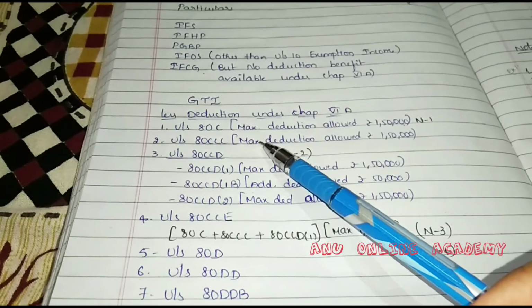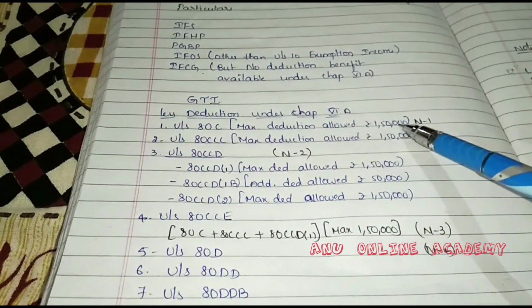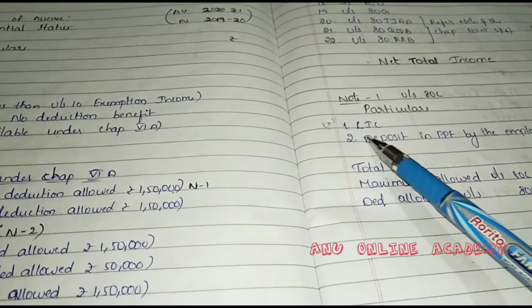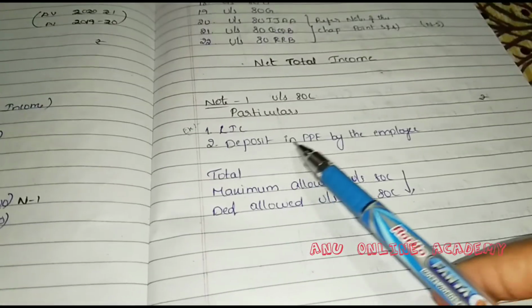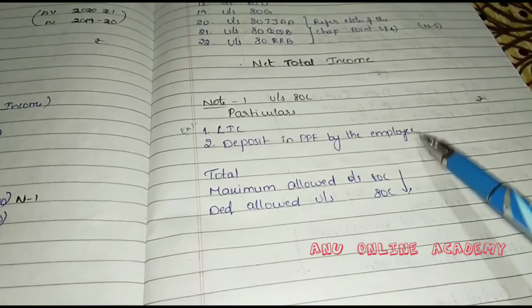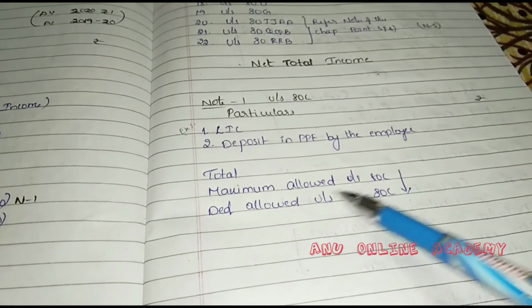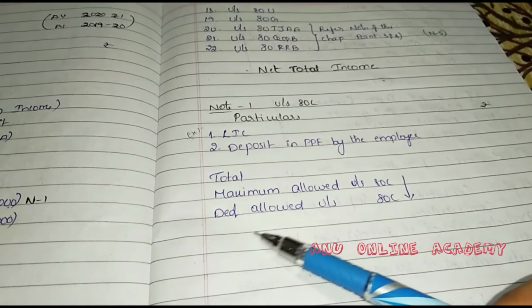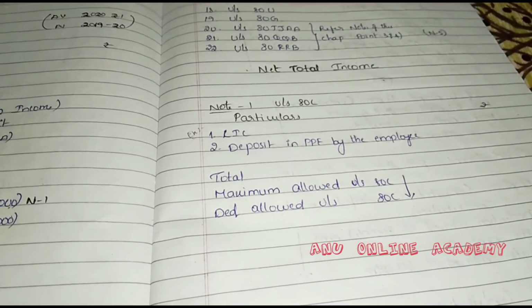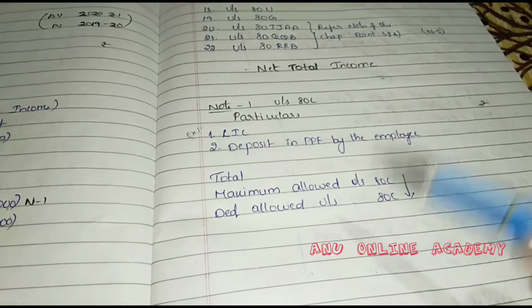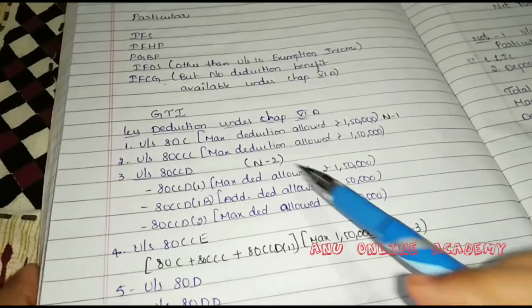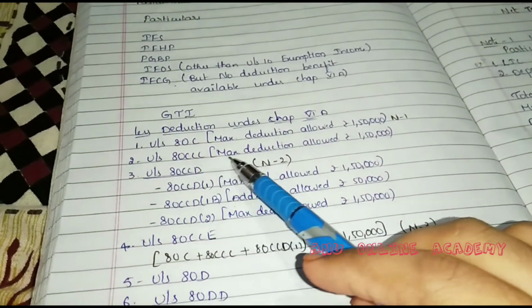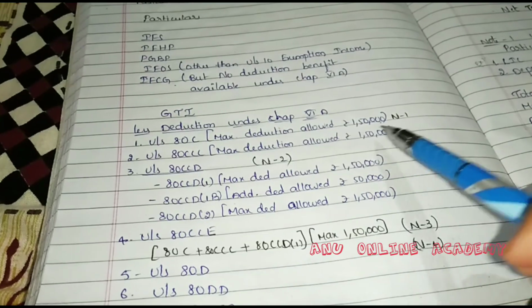Under section 80C, maximum deduction allowed is 1,50,000. See, for example, LIC deposit, PPF by the employee, total, and the maximum allowed under section 80C, and the deduction allowed under section 80C, whichever is lower. Okay, this is the procedure. And see the next, under section 80CCC, maximum deduction allowed is 1,50,000.